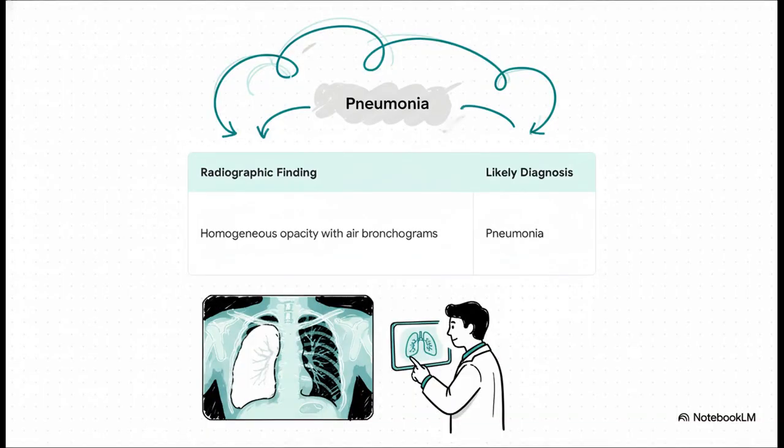So let's see how this works. When a doctor sees a homogeneous opacity, which is basically just a solid-looking white patch, but they can still see the dark outlines of the airways running through it, those are called air bronchograms. Well, the top diagnosis is almost always pneumonia. The system leads them right to it.